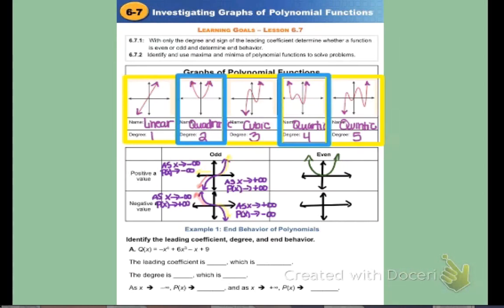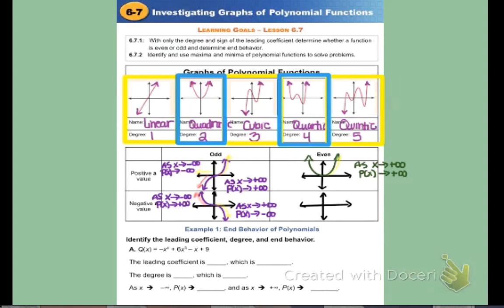So if I wanted to describe the end behavior to the right-hand side of the y-axis, I would say something like this. As x is approaching positive infinity, then the function p of x is also approaching positive infinity. And the reason why, again, is that as we're going to the right of the y-axis, the graph is increasing over here.